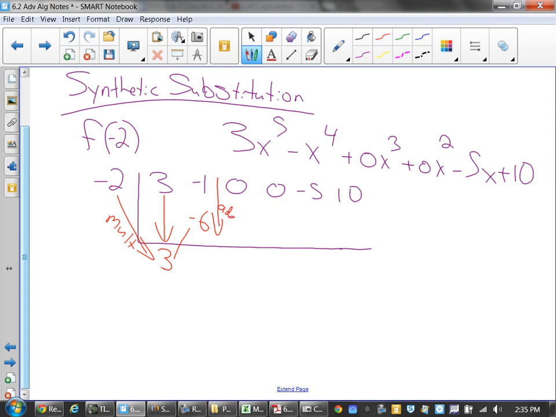Add those two together. What's -1 plus -6? -7. Once again, multiply -2 times -7. What do you get? You write it here. What's 0 plus 14? 14. Wait a second. You put it down. -1 plus -6 is -7. Multiply -2 times -7, I get 14.